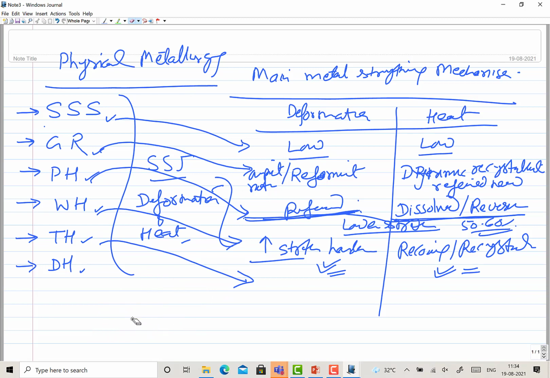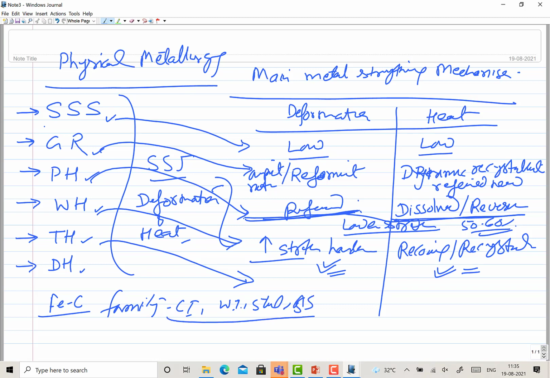The most common one is ferrous systems, iron, carbon, or it's a family. There is a huge category of metals like cast iron, your wrought iron, and then steels, stainless steel, and so many. So all these are of the iron family.